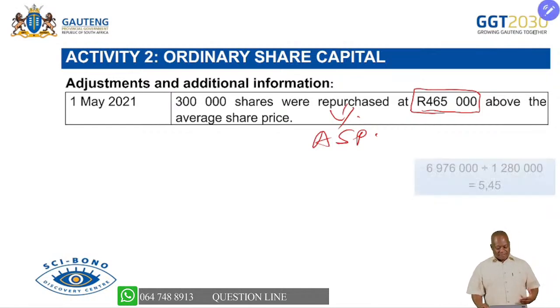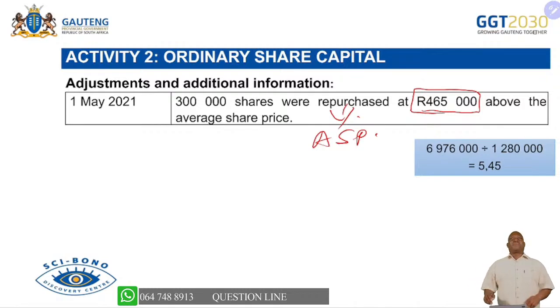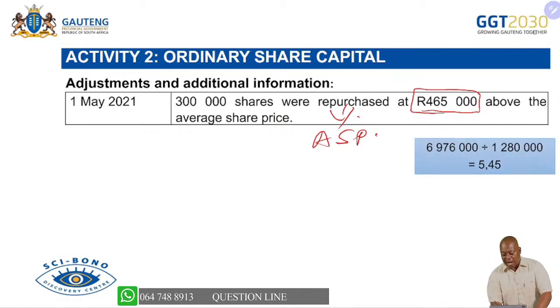Okay, let's see. In this case, we are having a repurchase taking place soon after the start of the year. So we can use the information from the start of the year to find our average share price. If you still remember, how much was the value of the shares at the start of the year? This was the figure. And how many shares were those? 1,280,000. So when we divide, we find the average. So we are saying on average, each share is being issued at 5 Rand 45.